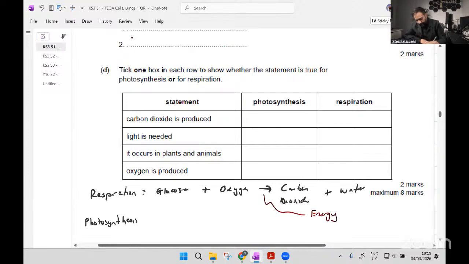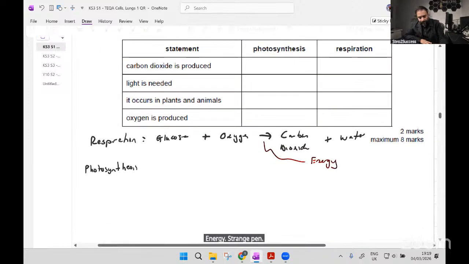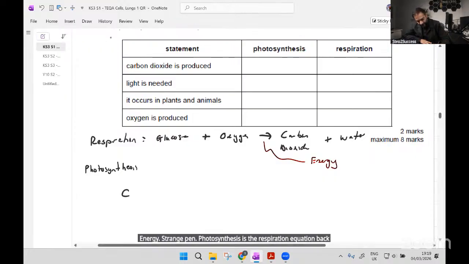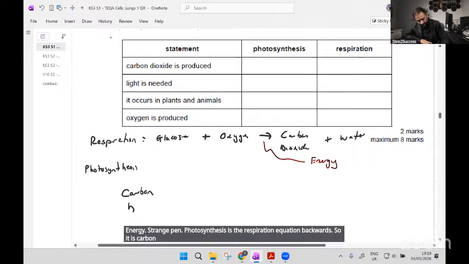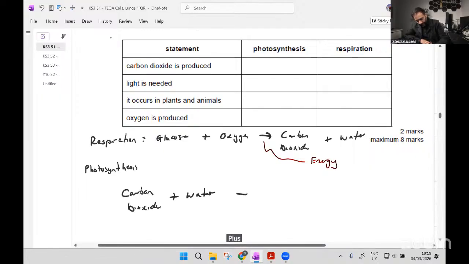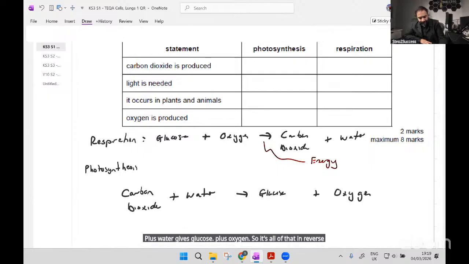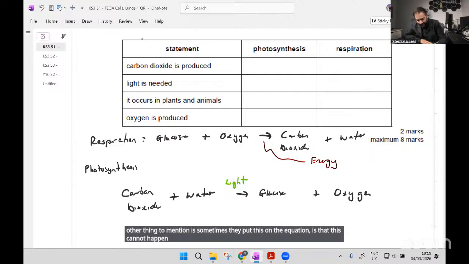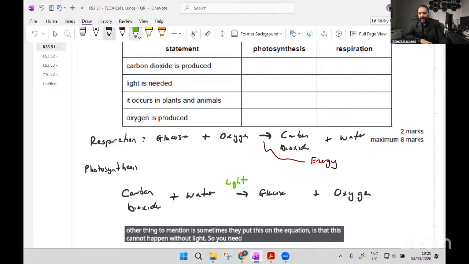It's a strange pen. Photosynthesis is the respiration equation backwards. So it is carbon dioxide, sorry, my writing's really messy at the moment, plus water gives glucose plus oxygen. So it's all of that in reverse. The other thing to mention is sometimes they put this on the equation, that this cannot happen without light. So you need light to make it begin.